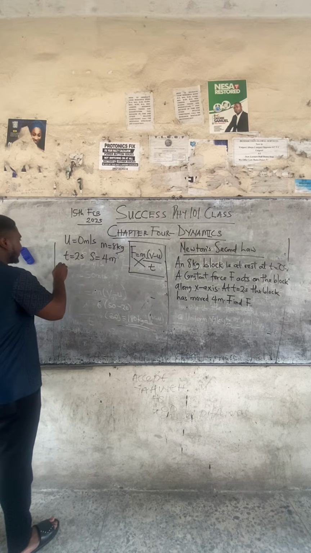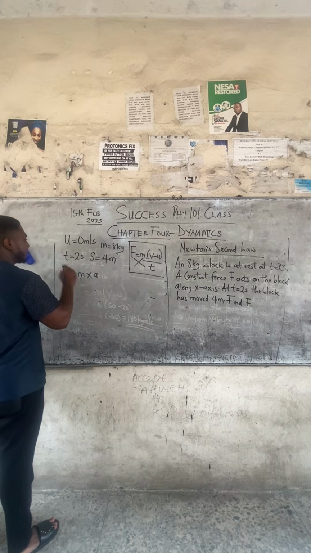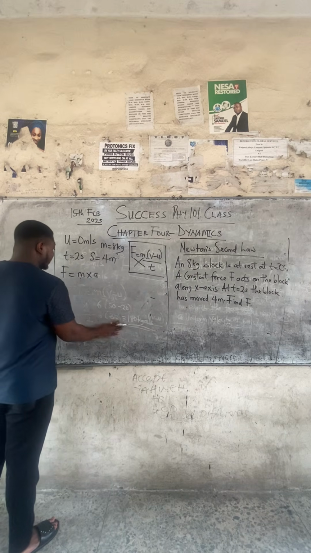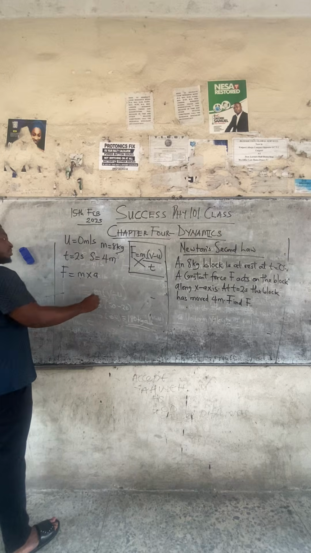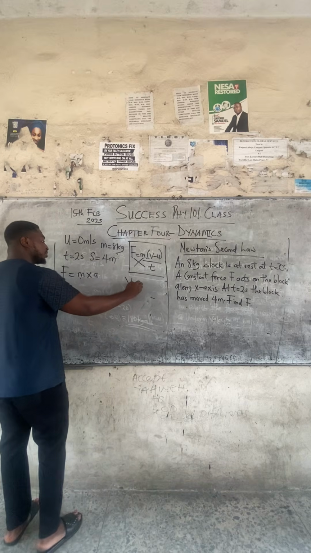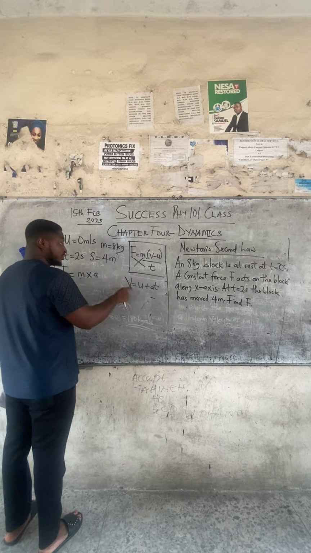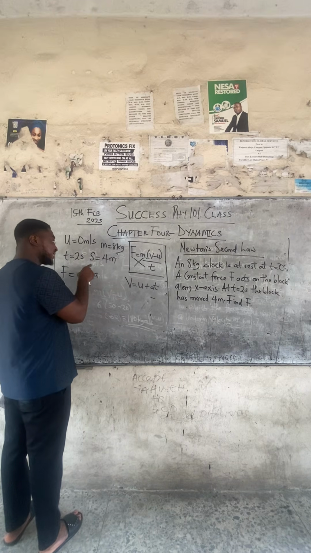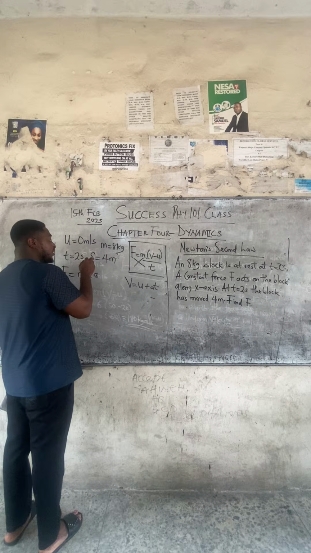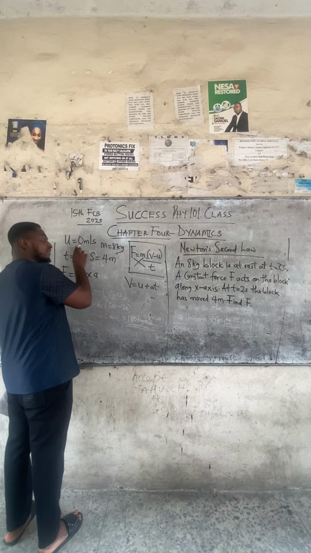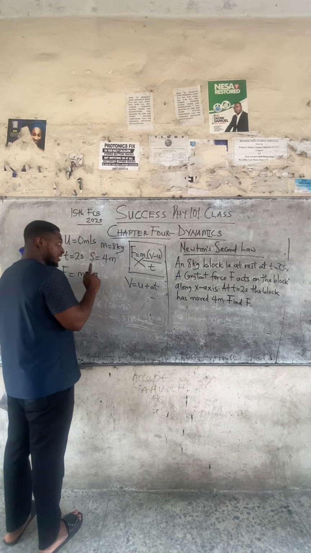Class, we know that force is mass times acceleration. We have mass, 8 kg. We don't have acceleration, but we can get it. We must remember our equation of motion to get acceleration. V equals u plus at. Do we have V? No. So this equation cannot work. What are we looking for? We're looking for acceleration. They gave us distance covered, time, and initial velocity. They did not give us acceleration.